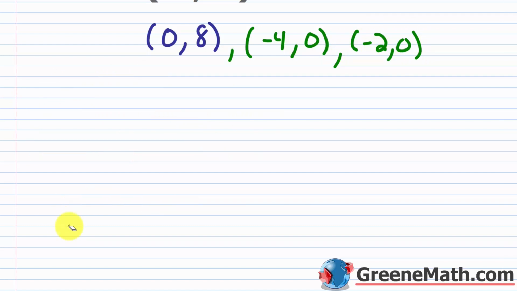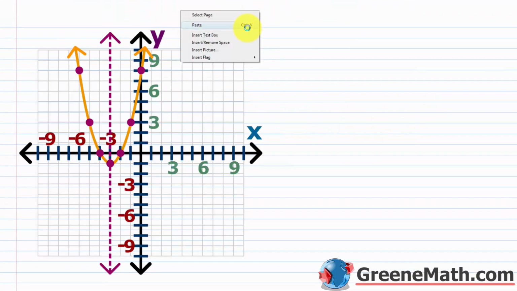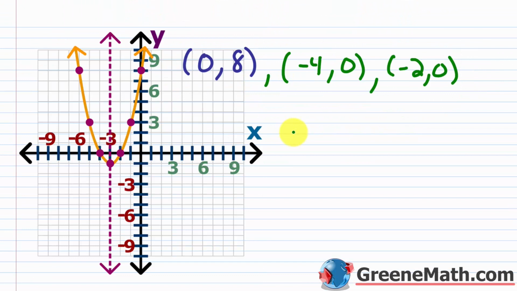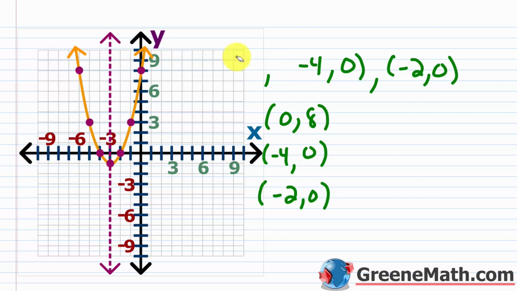And again, we could just plot these points. And let me just paste this in here real quick. And I'll write this more neatly. So we have (0, 8). We have (-4, 0). Let me make that better. And of course, we have (-2, 0). Okay, so let's erase this.